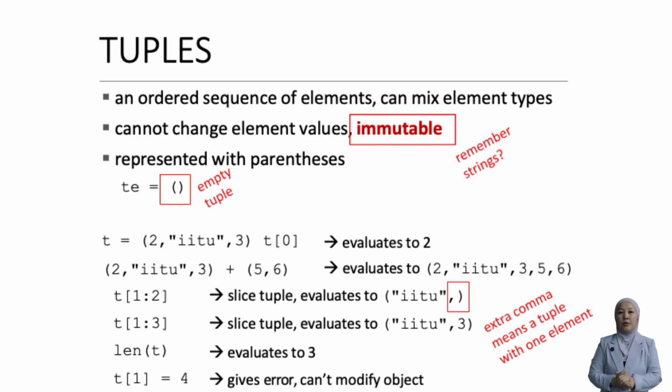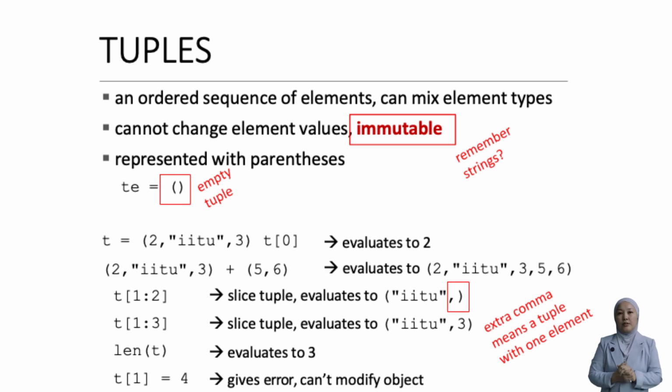Let's begin with tuples. A tuple is an ordered sequence of elements, and it can mix types. You can have an integer, a string, and a float all in one tuple. The defining characteristic: tuples are immutable. Once created, you cannot change, add, or remove elements. They are represented with parentheses. An empty tuple is the empty parentheses. A one-element tuple requires a trailing comma. T = (5,). Without the comma, (5) is just the number 5 in parentheses.